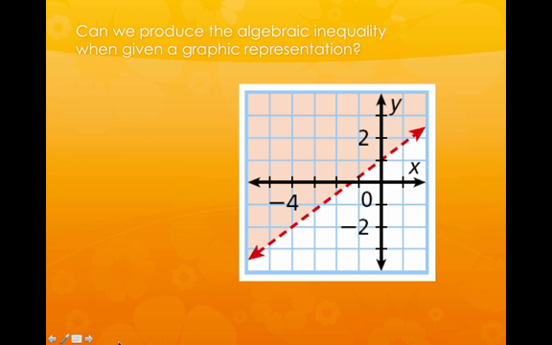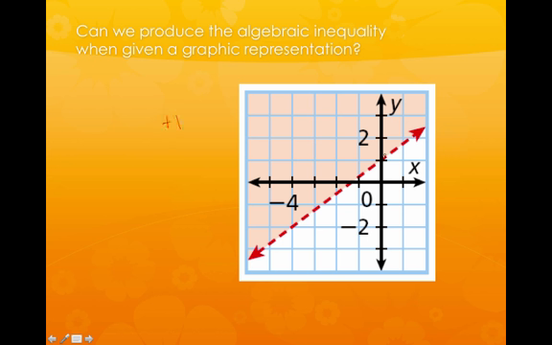Okay, so now we're going to flip it backwards. I'm going to write the inequality for a graph that I can see. This is represented by a dashed line, which means that I'm either greater than or less than, but it is not equal to. I've got a y-intercept here of 1, so I'm going to go ahead and write down what I do know.